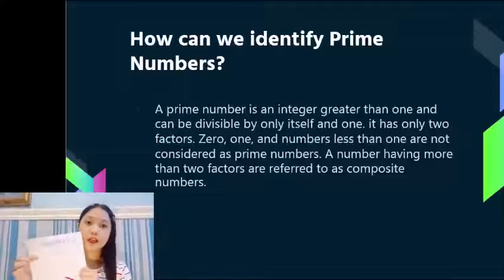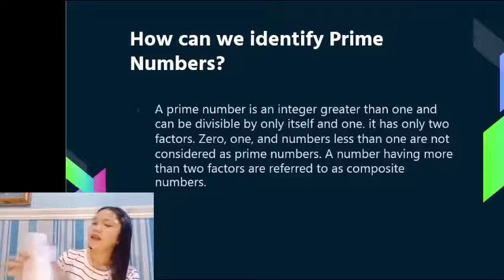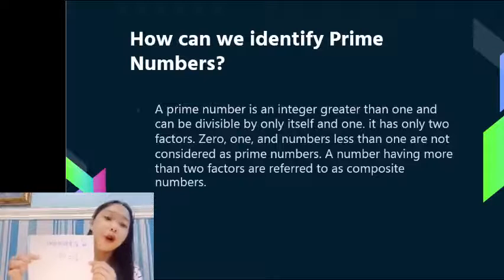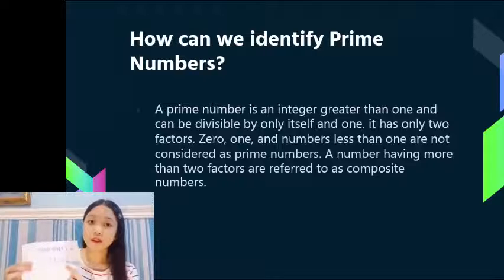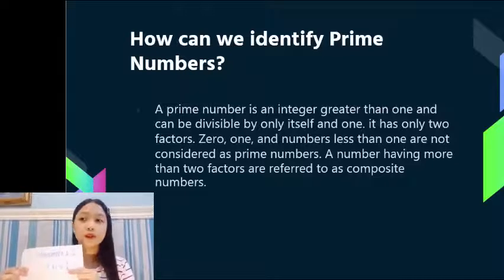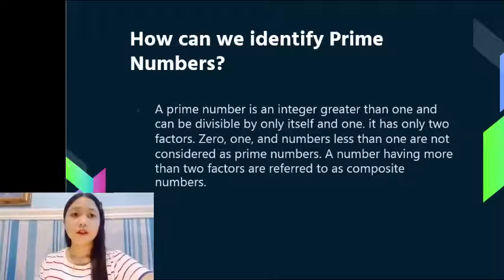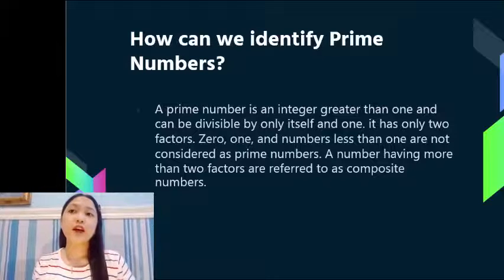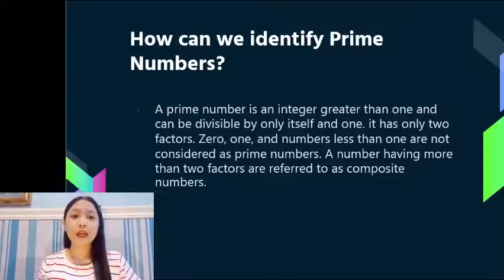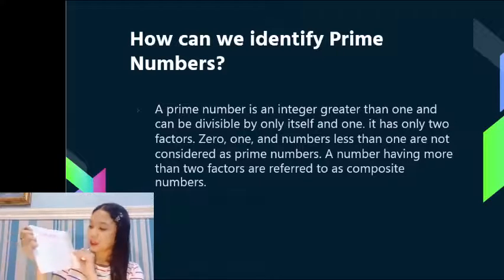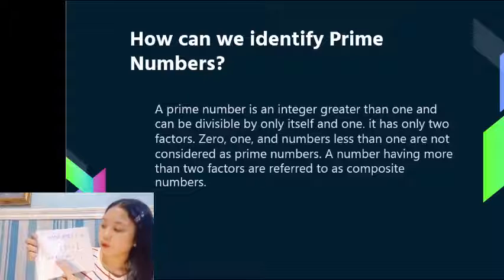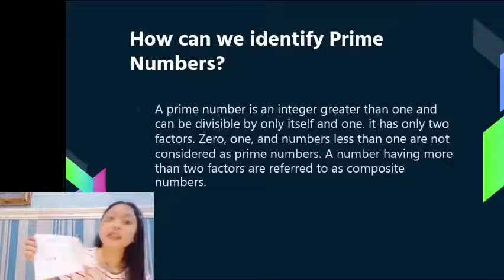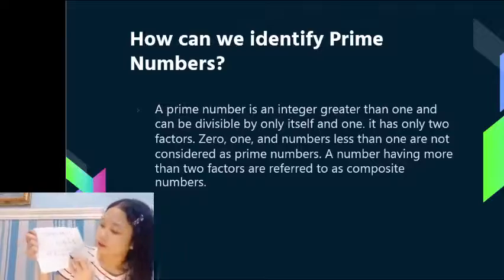So, I have another example. Is 2 a prime number? 1 times 2 equals 2. So, number 2 has factors 1 times 2 or 2 times 1. So, number 2 is divisible by 1 and 2. Therefore, it is a prime number.